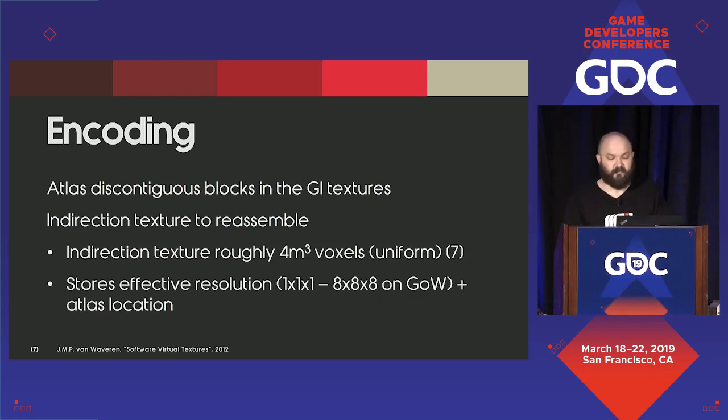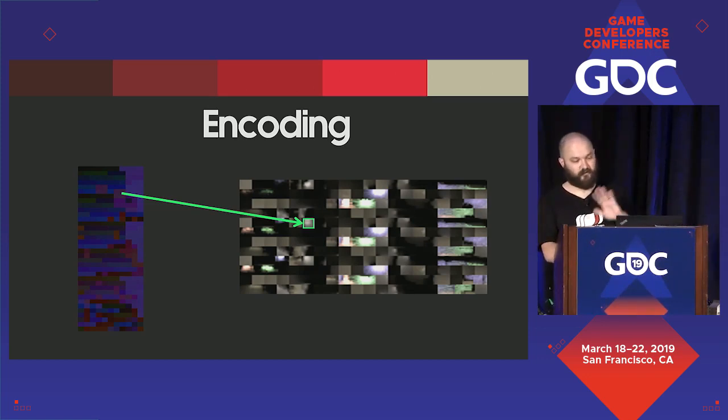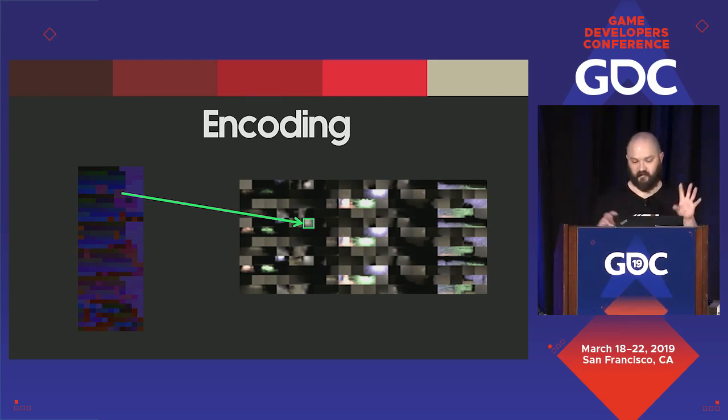So this is a technique I had done at a previous studio, in the previous generation. I won't date myself too much, but anyways, it's essentially a 3D virtual texture. So you have an indirection texture that's roughly 4 meters per voxel. And behind every one of those point sampled indirection voxels is either a 1x1 all the way up to an 8x8. And here's an example of what those textures look like. You've got the indirection texture whose job is to unscramble all those discontiguous blocks of varying resolution, the actual lighting payload behind those texels.